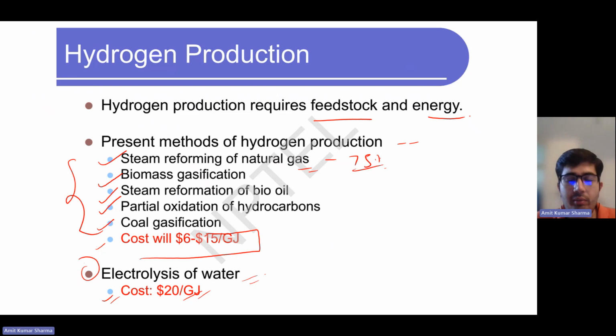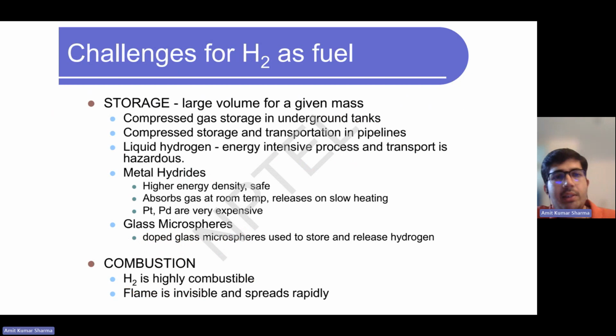Now we are shifting towards the electrolysis of water. The scientists are working to decrease the cost of electrolysis, so that it can be called green hydrogen, because we are using renewable electricity to generate the hydrogen. There are also some challenges of hydrogen as fuel, like storage, like large volume for a given mass, and compressed gas storage.